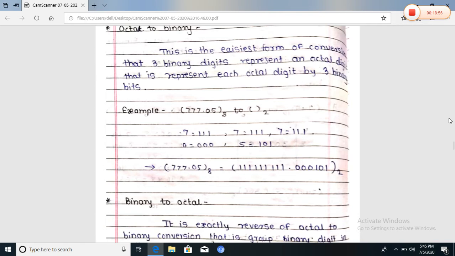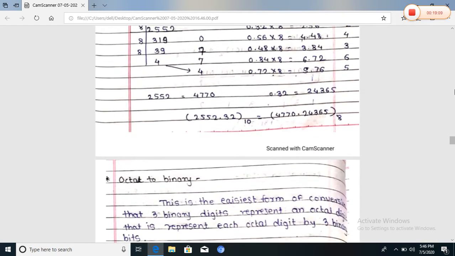777.05. This is an octal number that we convert into binary. An octal digit 7 is represented in 3 digits. So 7 is 111. In practice there is a homework on that point.